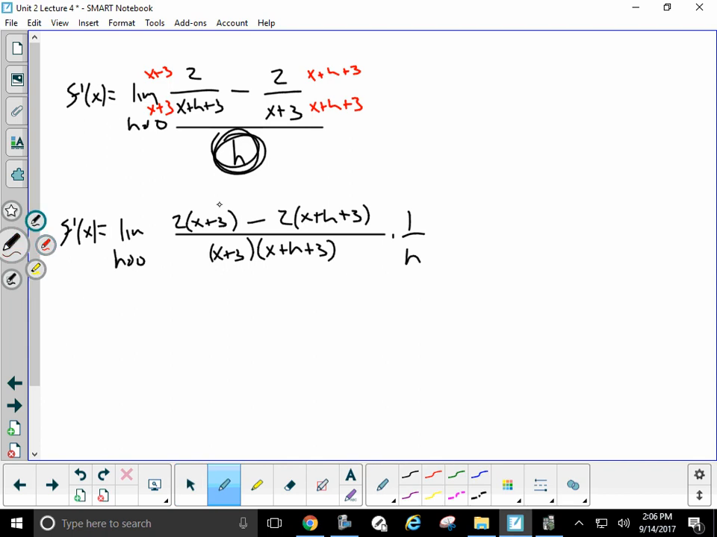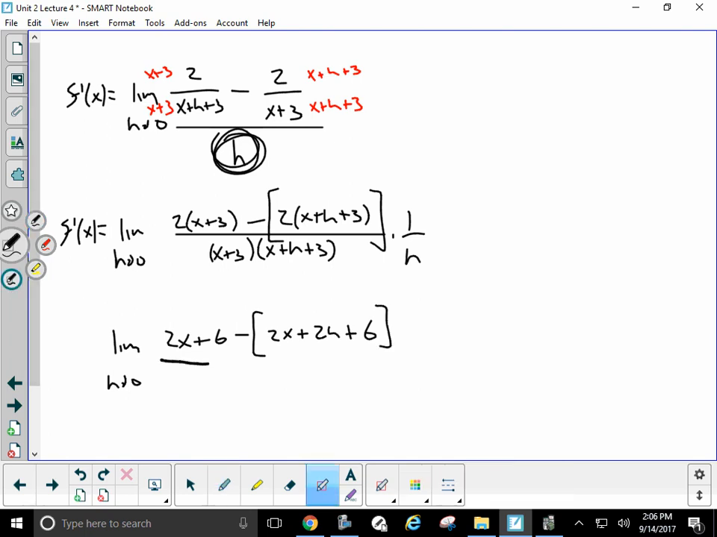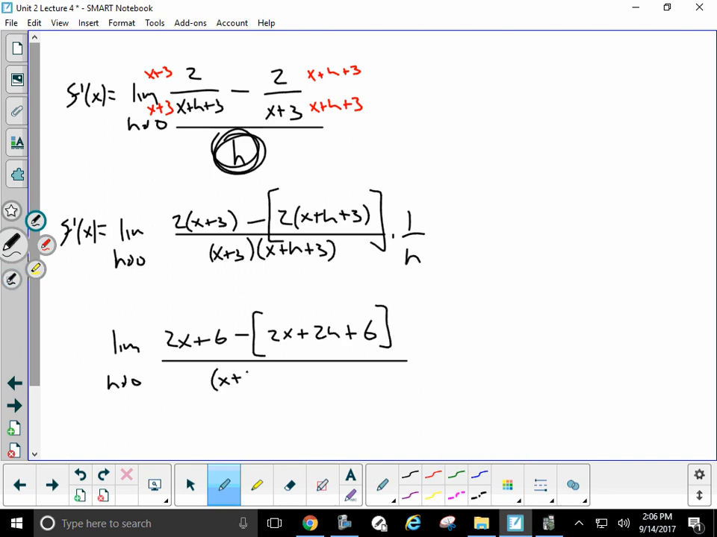Well, I'm going to go ahead and distribute this 2. Now, see this minus. Make sure we understand we're subtracting this entire thing. So I'm going to distribute both 2's and go from there. This is 2x plus 6 minus the quantity 2x plus 2h plus 6. Sorry. All over this big denominator. Notice I'm not going to distribute this. It might just make things more complicated. Just going to leave it like this.